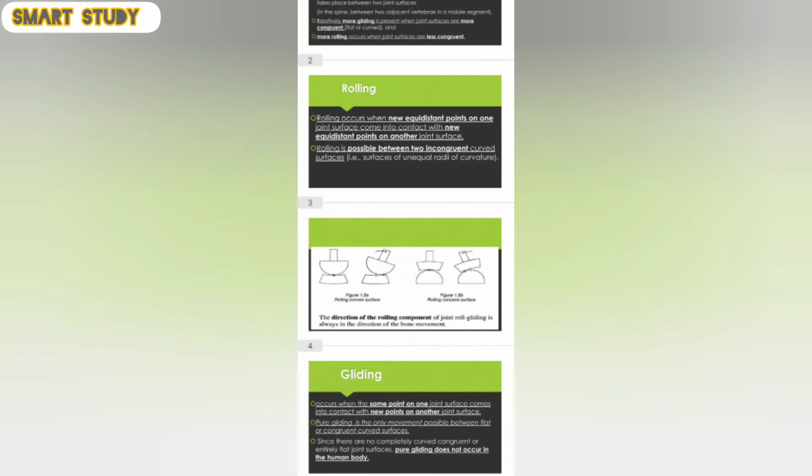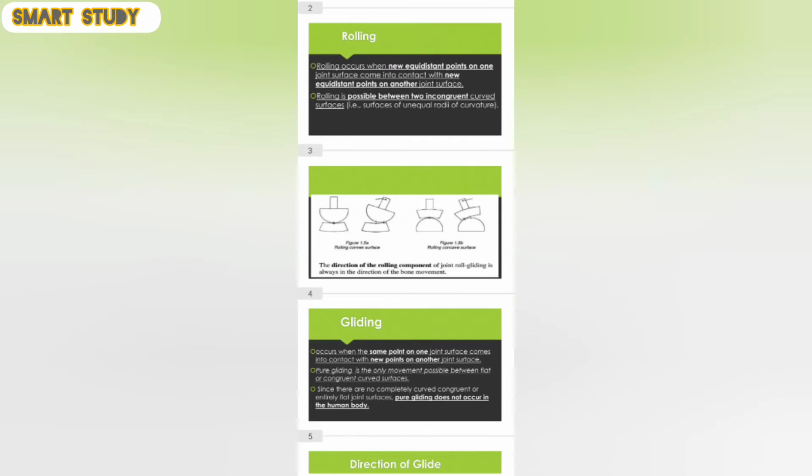So now let's talk about what is rolling. Rolling occurs when new equidistant points on one joint surface come into contact with new equidistant points on another joint surface. Rolling is also possible between two incongruent surfaces. What are incongruent surfaces? Let's take the example of surfaces of unequal radii or curvature.